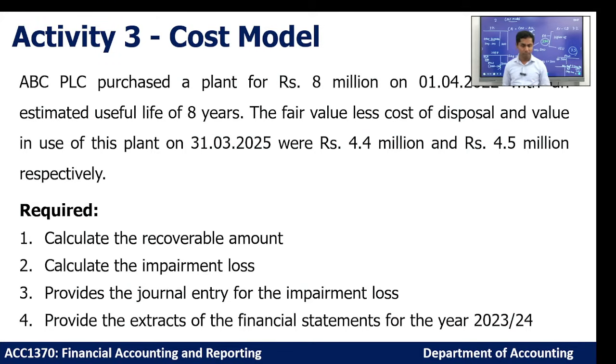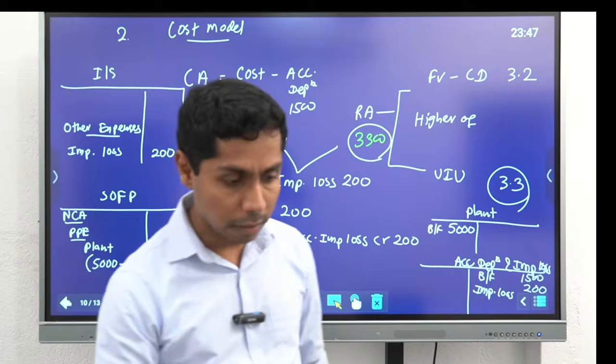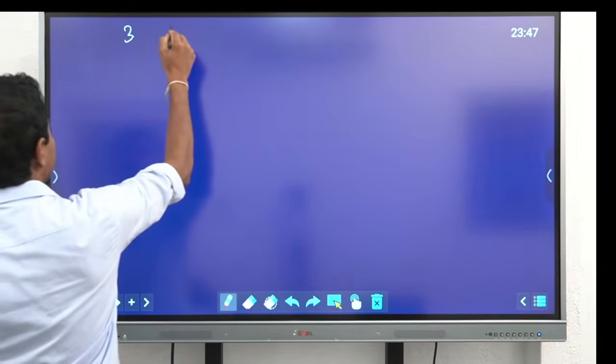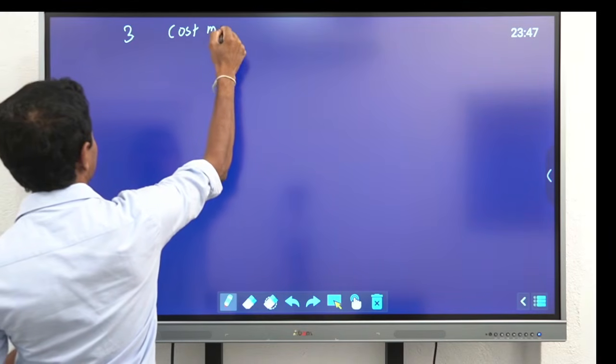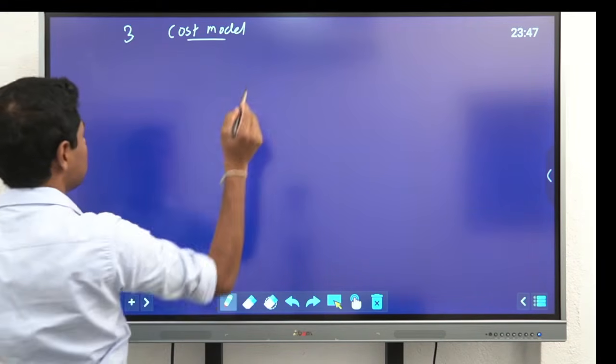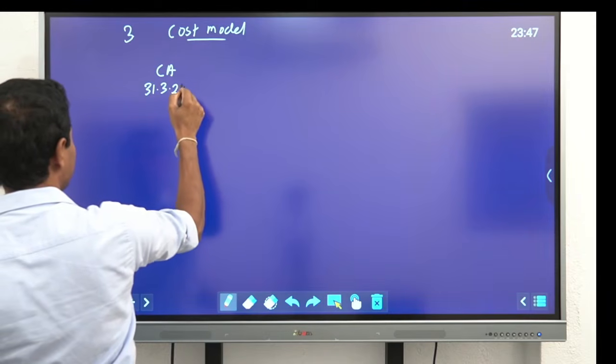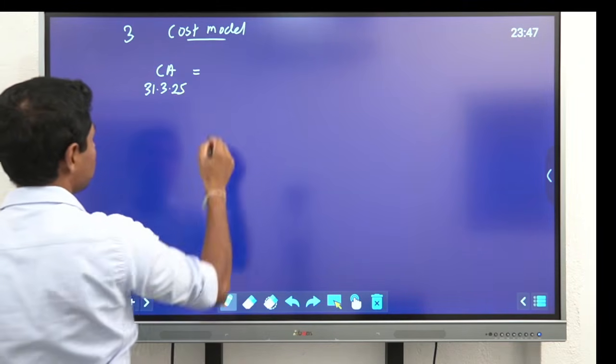Similar to the previous question, so I'm doing it very fast. Calculate the recoverable amount as at 31st March 2025. Calculate the impairment loss, journal entries, financial statements extracts. Okay, let's do it very fast. Activity 3, still we are in the cost model, right? We want the carrying amount as at 31st March 25, right?